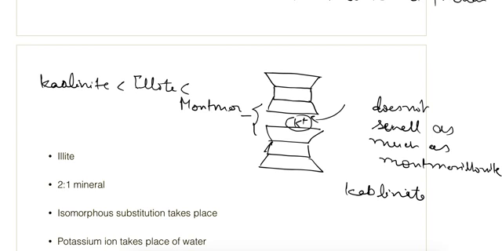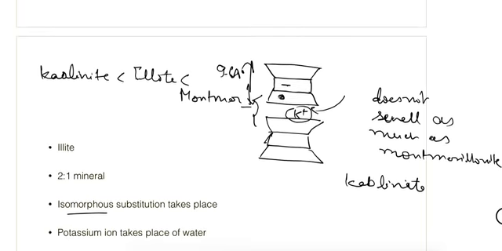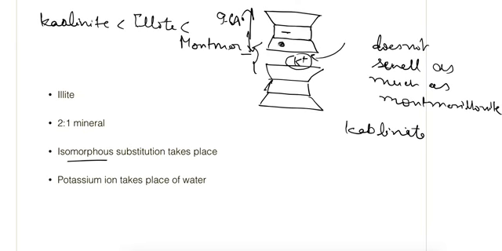The thickness here is also the same, that is 9.6 angstrom. And isomorphous substitution also takes place in this case. It means that the aluminium which is in the gibbsite sheet replaces the silicon which is in the silica sheet. So this is it for the clay minerals. In the next video I'll cover the clay water relationship.